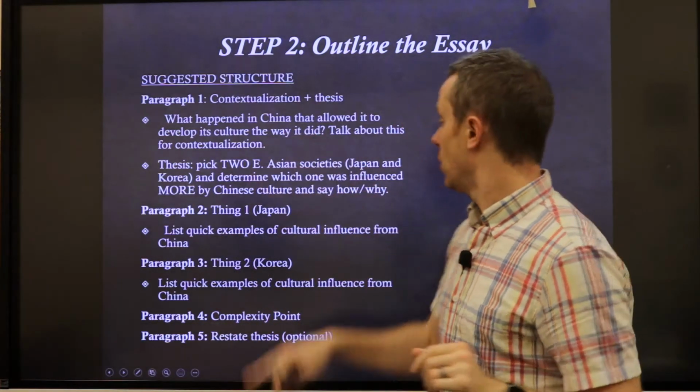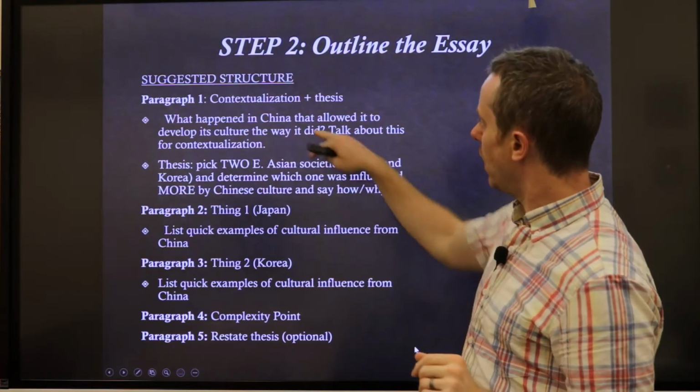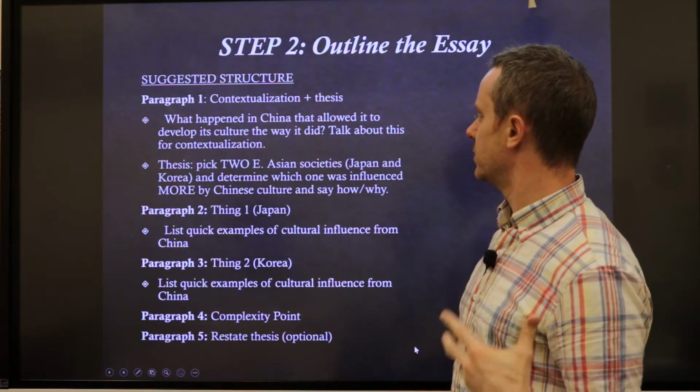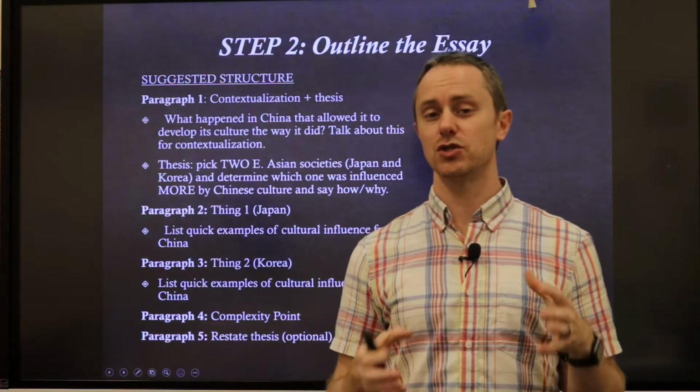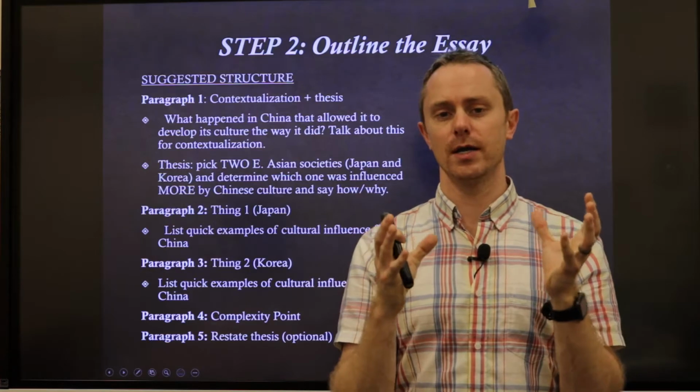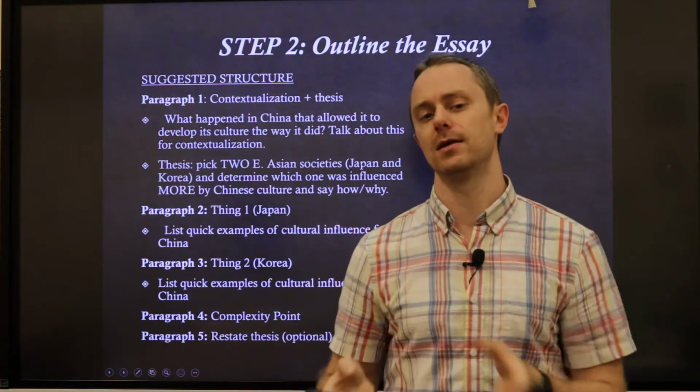So in this prompt, you're basically answering the question, what happened in China that allowed it to develop its culture the way that it did? You want to talk about this. Remember, contextualization just tells us what is going on in the world of this prompt. How did we get here? Okay?